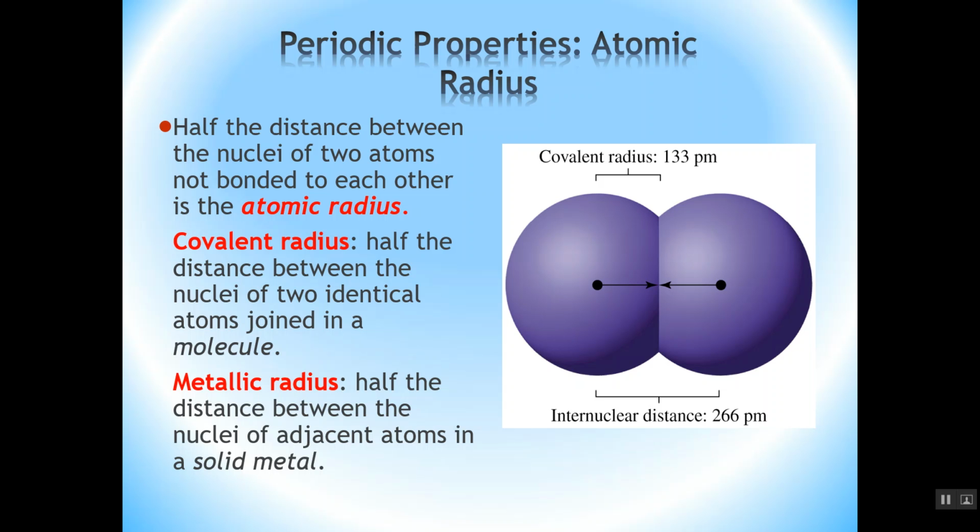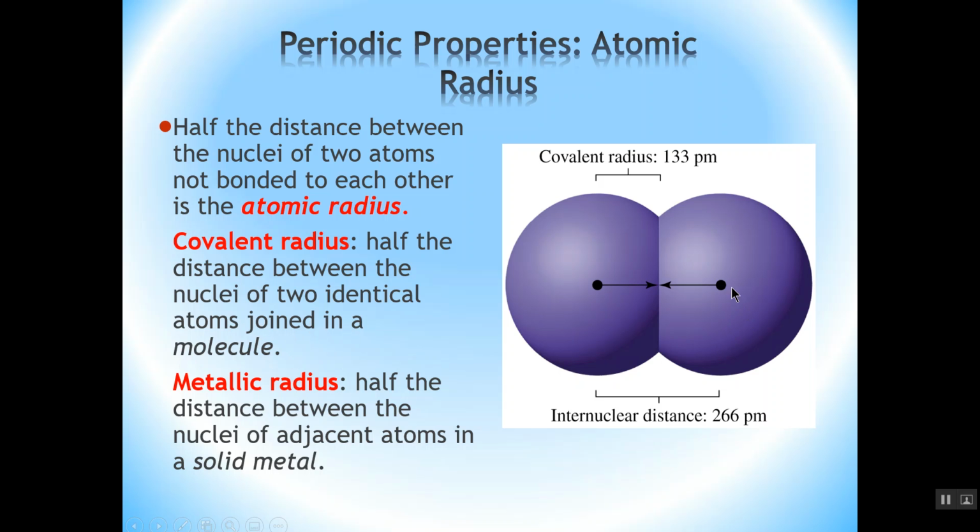The first property we'll be looking at is the atomic size, as measured by the atomic radius. First we have to define what we mean by this term, atomic radius. It depends on whether you're talking about a covalent radius or a metallic radius. The covalent radius is half the distance between the two nuclei of two identical atoms joined together in a molecule.